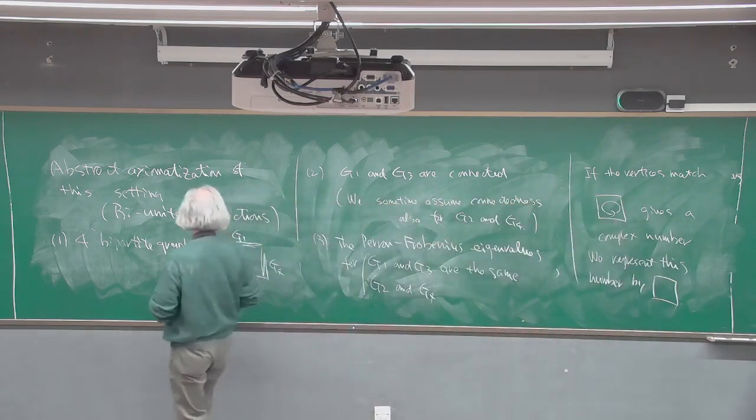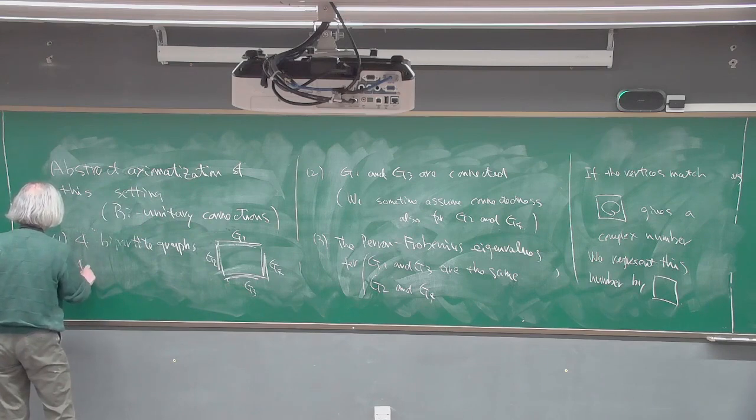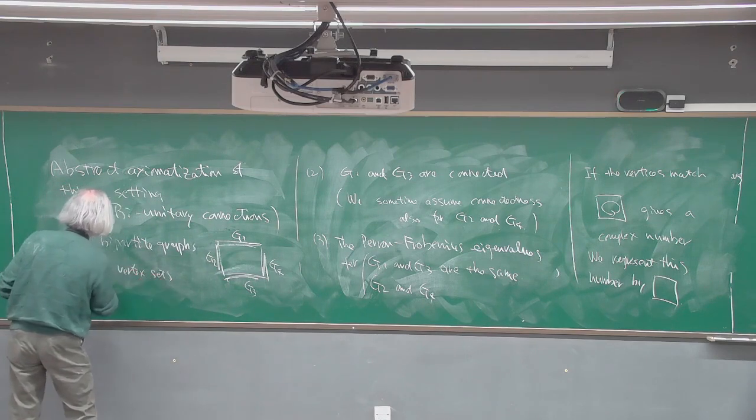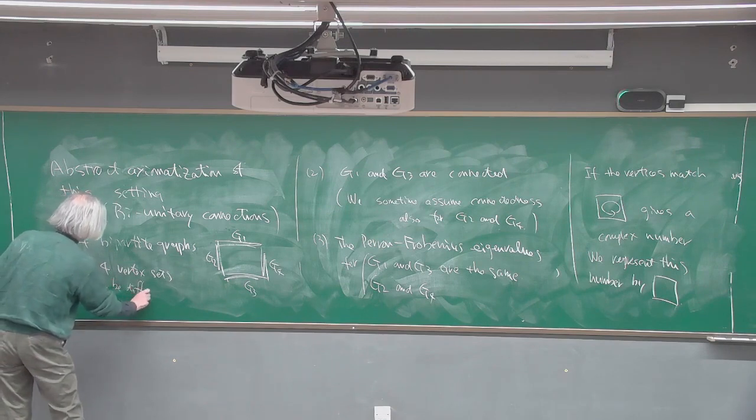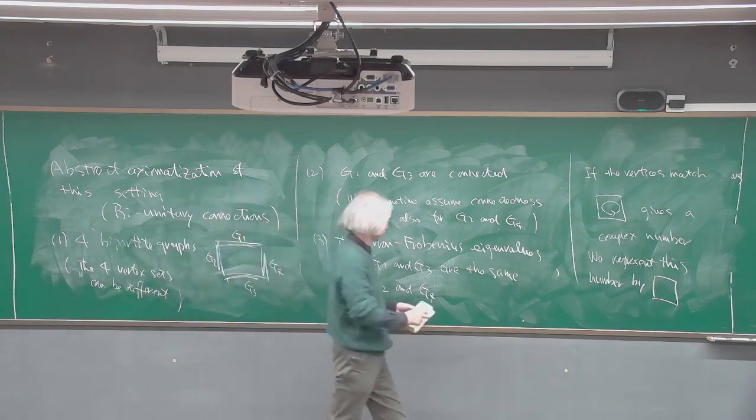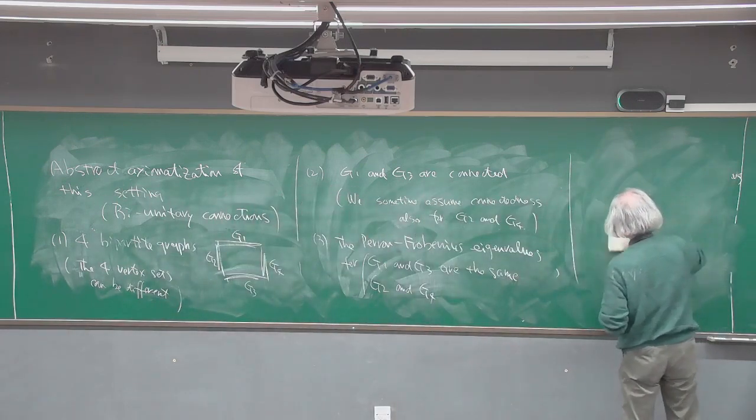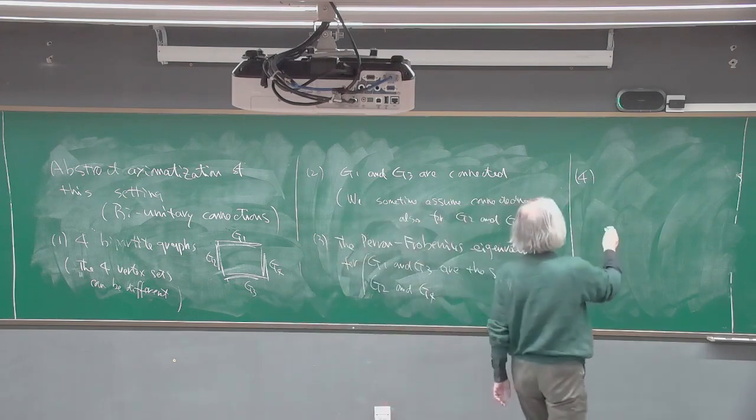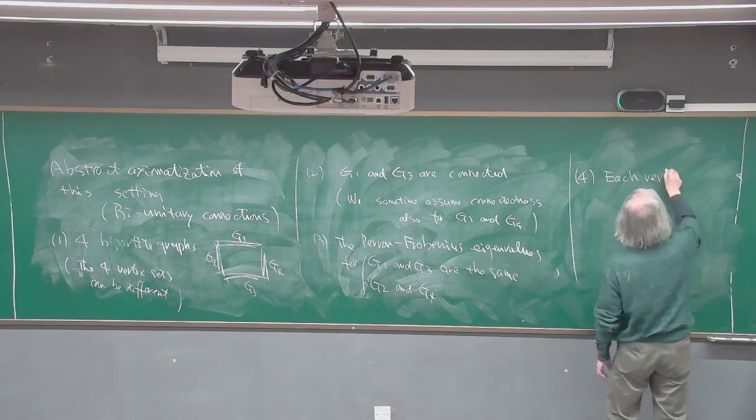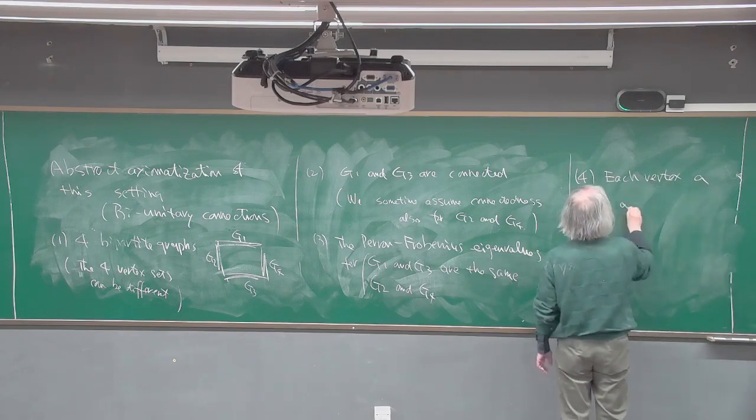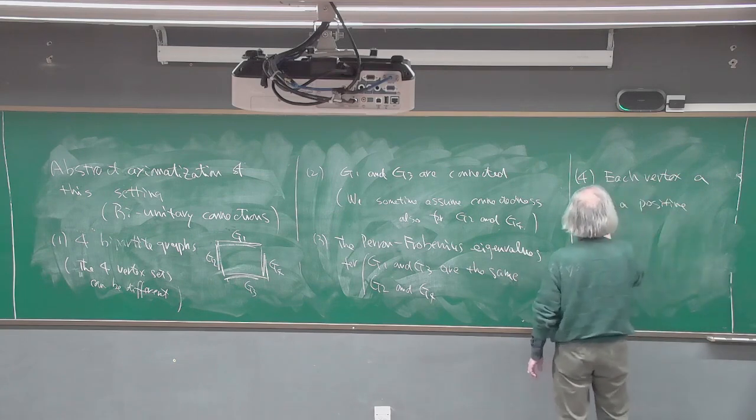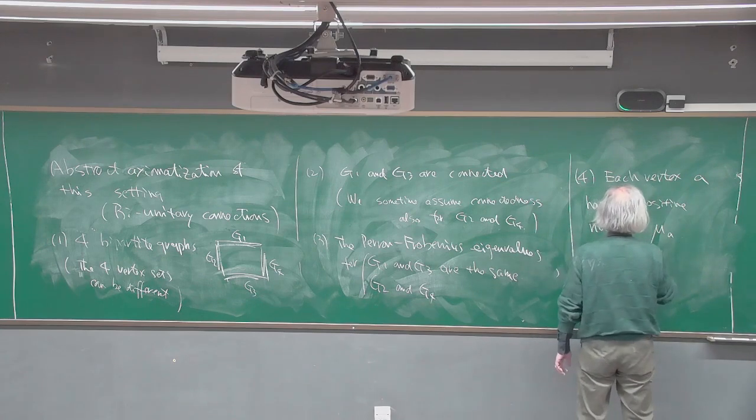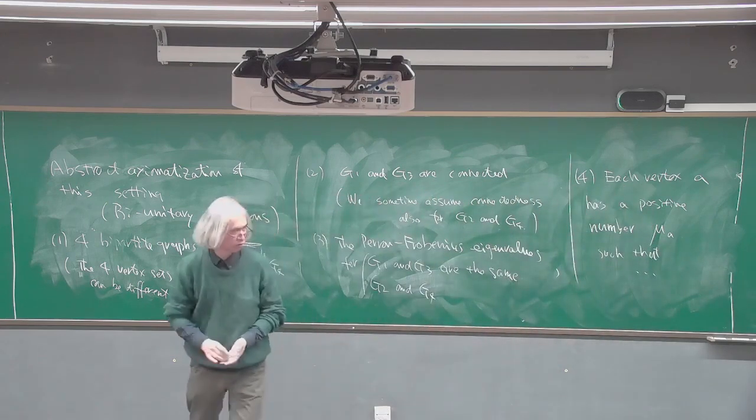Okay, I should say that. The vertex set. Then each vertex A has some positive number mu A such that... it's wrong, so I have cancelled this part of the blackboard.